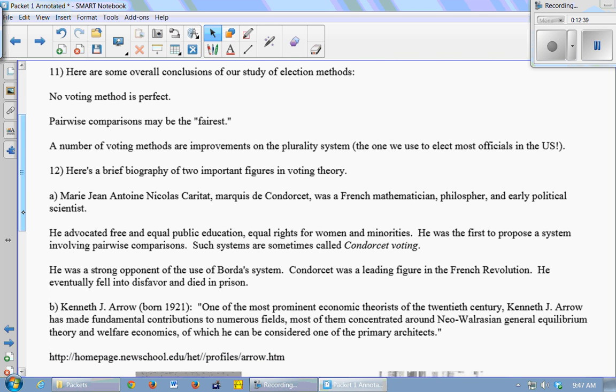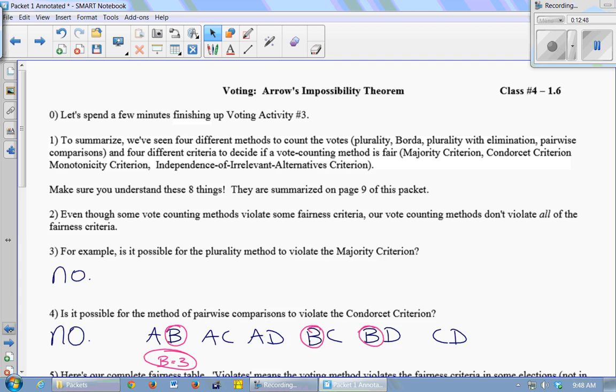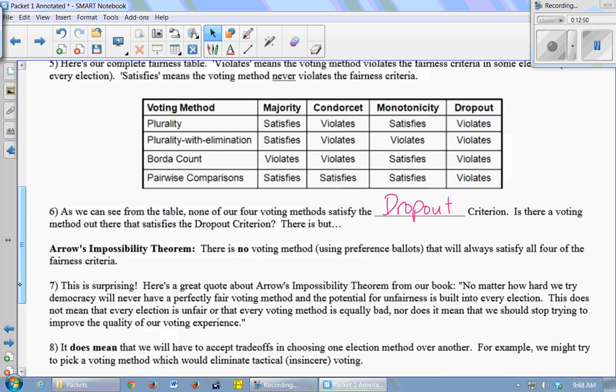All right, so here are some overall conclusions from our study of election methods. No voting method is perfect. Pairwise comparisons may be the fairest. If you go back and look at this table, pairwise comparisons satisfies three of the four criteria. Everything else violates at least two. So pairwise comparisons may be the fairest, but any of these other three can be easily justified based on the situation that we're using them in.